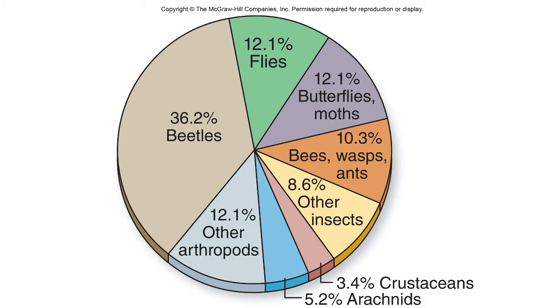So here's a breakdown of the arthropods. Beetles make up the largest chunk of the pie, followed by flies, moths, and butterflies. And then we have bees, wasps, ants, and some other interesting insects. Now, crustaceans are part of the arthropods, making up 3.4%, like lobsters, decapods, crayfish. Spiders, arachnids, 5.2%, and then again we have some other arthropods here.